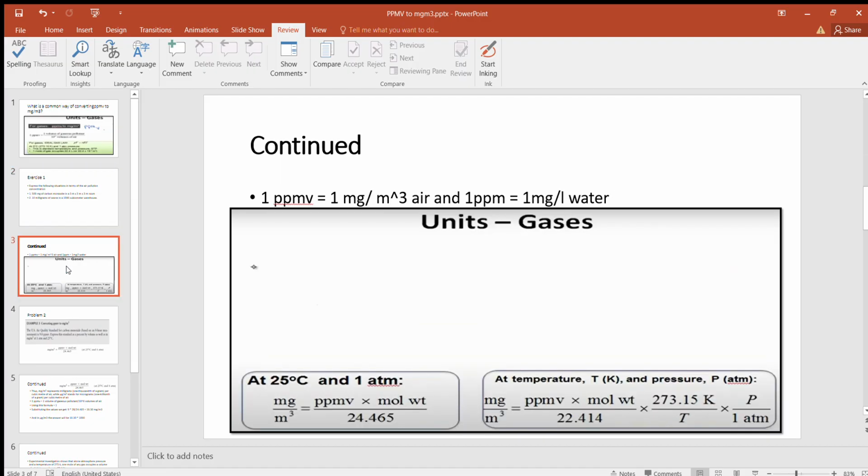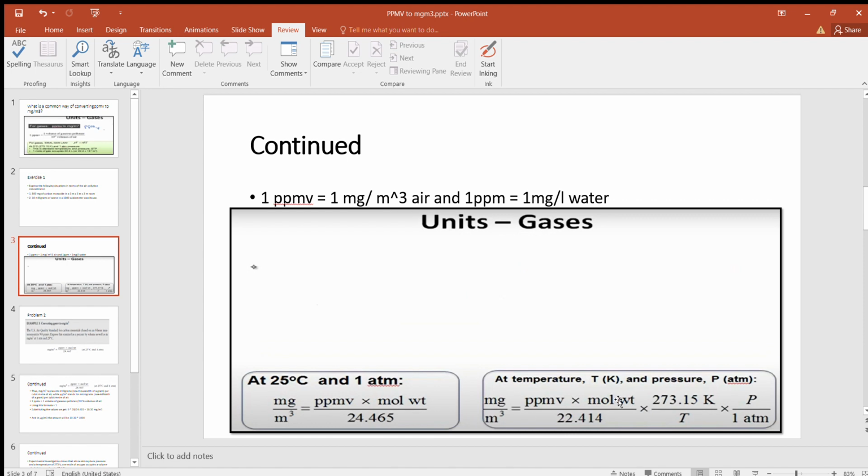Now we have another theory, which is 1 ppmv is equal to 1 milligram per meter cube of the air, and we can also say 1 ppm is equal to 1 milligram per liter in the water. Now at 25 degrees C and 1 atmosphere, milligram per meter cube is equal to ppmv into molecular weight upon 24.465, which is at standard temperature and pressure. Suppose you want to find the microgram per meter cube, you would use ppmv into 1000 into molecular weight upon 24.465.